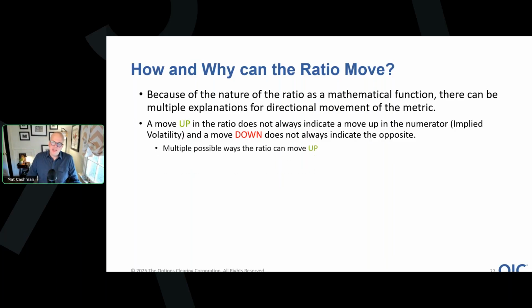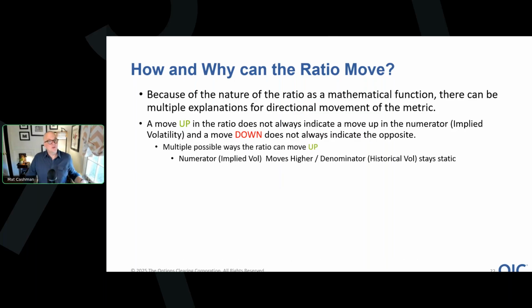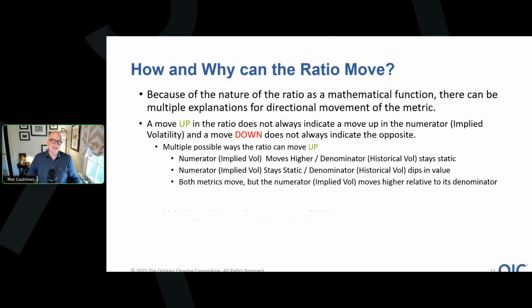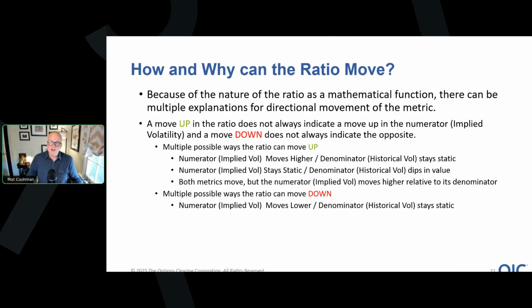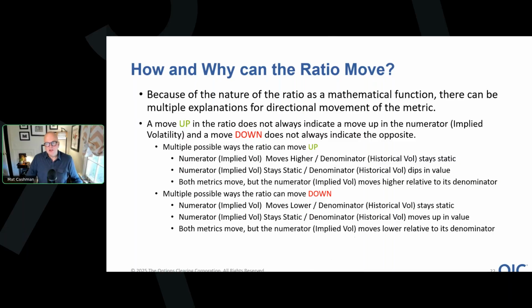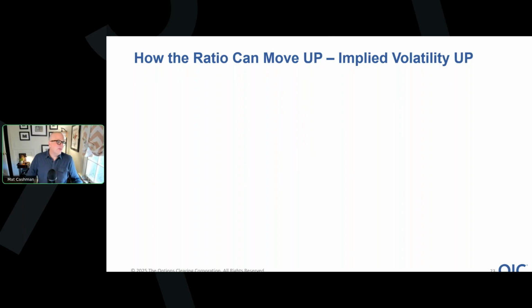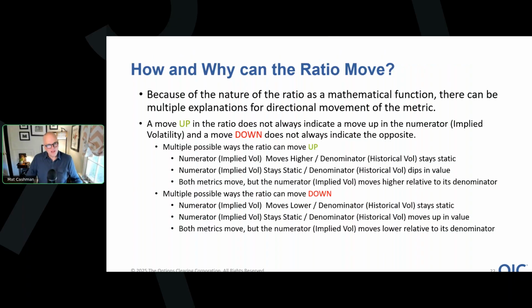A move up in the ratio doesn't always mean that things are moving higher on the implied side. A move higher on the ratio could mean that the implied vol is staying exactly the same and the denominator is dropping. Right? That could be that. It could be that the implied vol is moving higher and the denominator is staying static. There's lots of different ways that this can move, and can move to the downside. Numerator down and denominator steady, or numerator stays steady and the denominator moves up in value. Both numbers move, but one moves more than the other, relatively speaking.